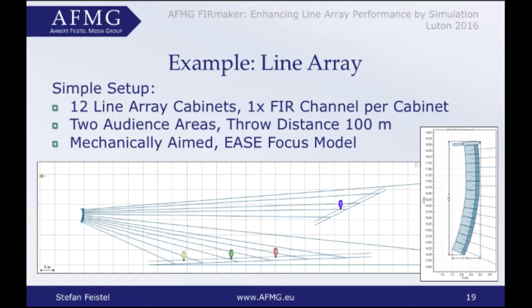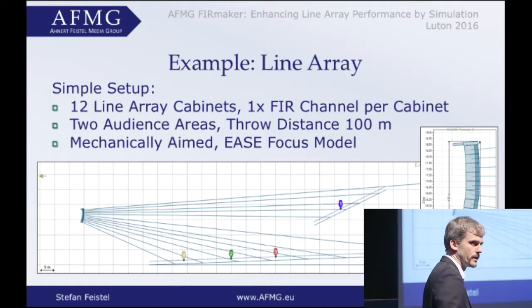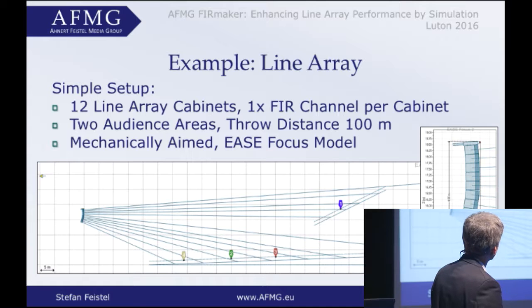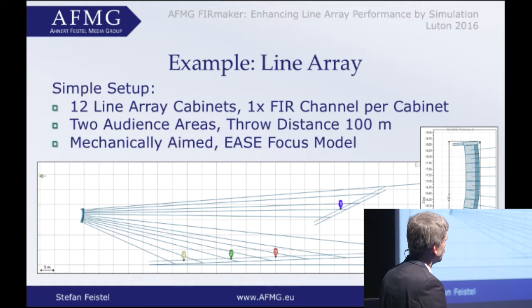Here's an example from East Focus. This is a system, I believe, of 12 boxes, fairly large size. This is about 4.5 meters high. And we've simulated this and optimized this with FIRmaker, with one FIR channel per cabinet, not 5, not 10, not 20, one. The throw distance is about 100 meters here to the back rows, and it was mechanically aimed in advance.